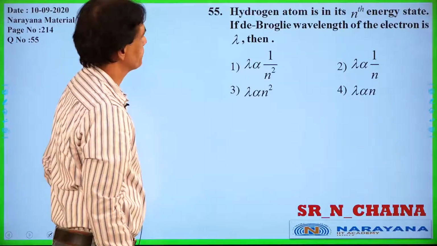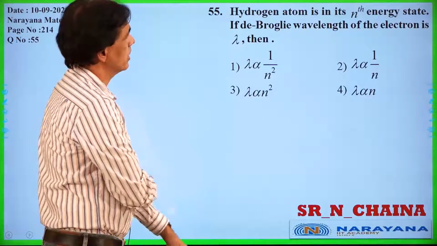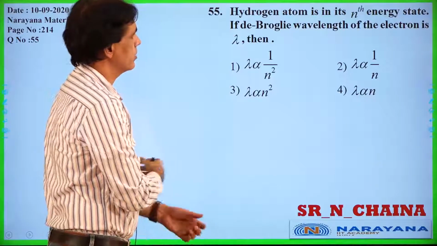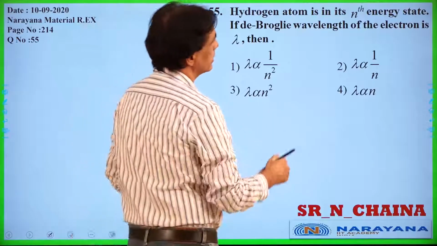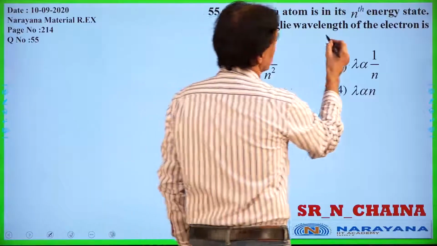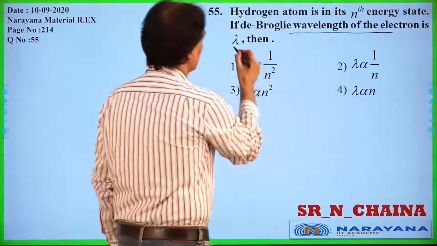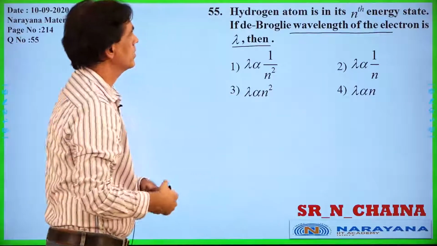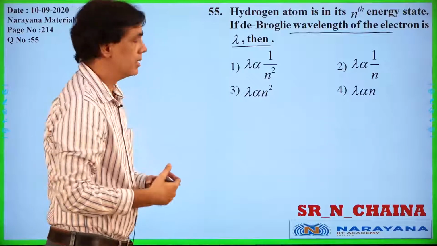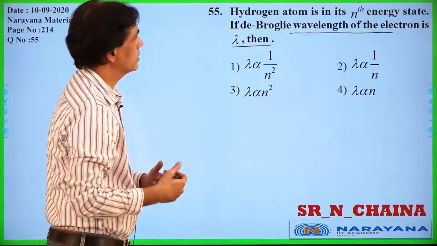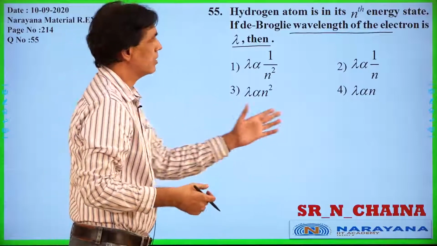And this is the next question. Hydrogen atom is in its nth energy state. If de Broglie wavelength of the electron is lambda, then... so hydrogen atom is in its nth energy level. What is de Broglie wavelength and what are the factors on which it depends?